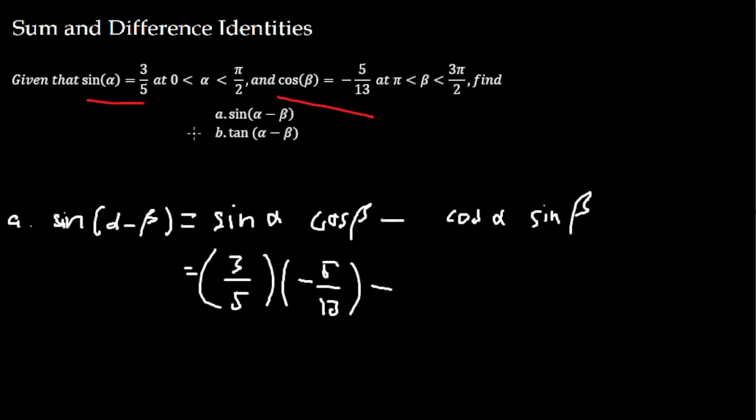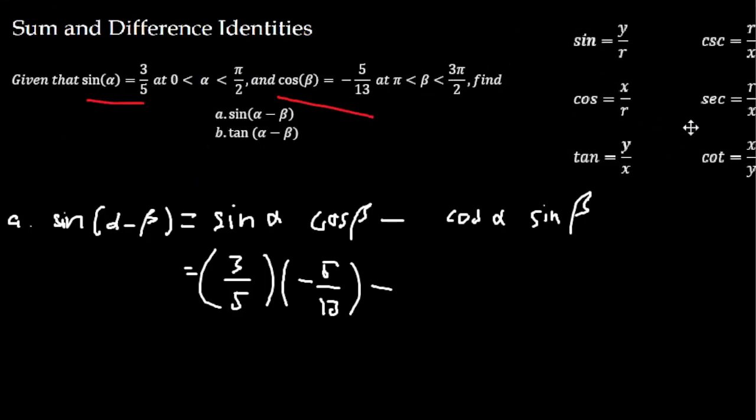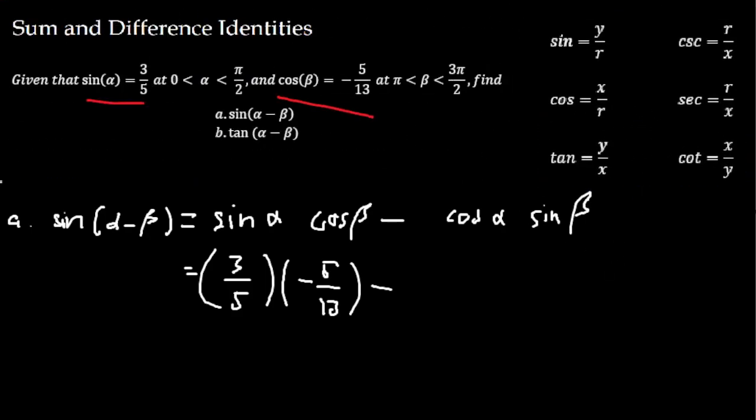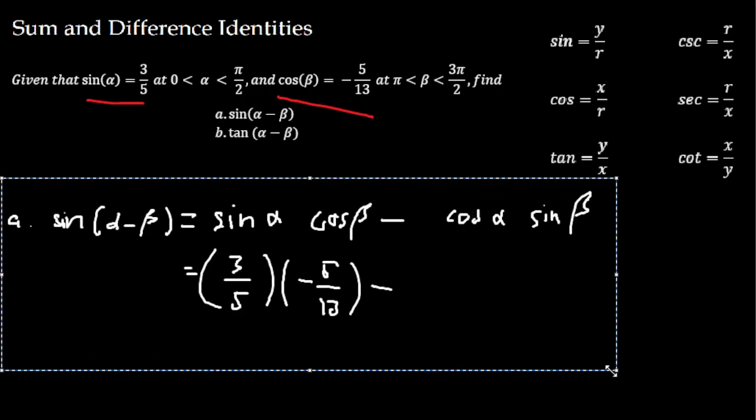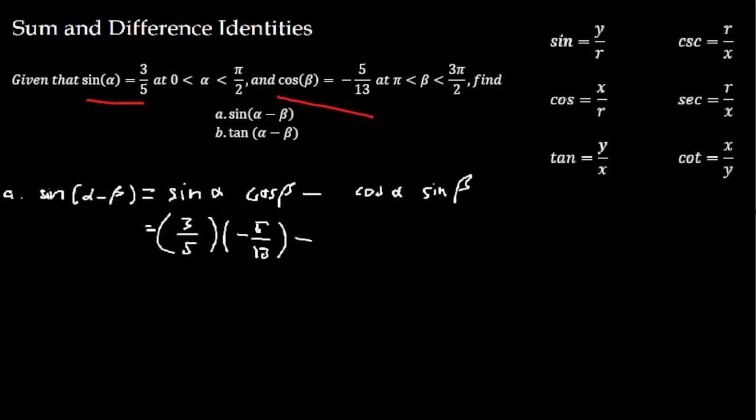If you can still remember the 6 trigonometric ratios, it's here. We can use this to find the value of the cosine of alpha and the sine of beta. Now, let us look for the cosine of alpha first. Which in the problem, which of the given has alpha? Yes, it's the sine of alpha. Since the sine of alpha has alpha, we can use that to get the value of the cosine of alpha.